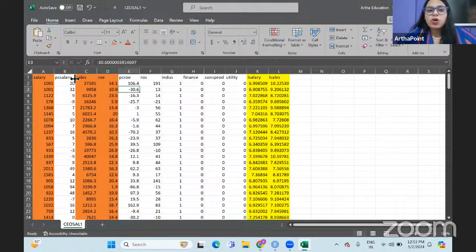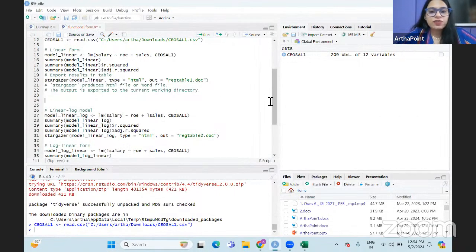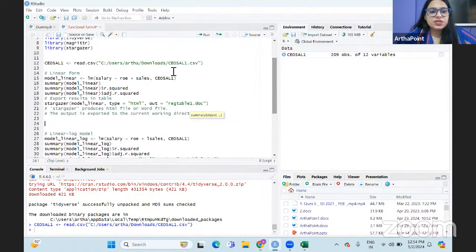So my first model, I am running salary as a dependent variable and I am taking two independent variables, beta, sale and rate of equity. तो देखो यहाँ पर जरा जाके, this is what I have gone ahead and I have done in this first model. I am saying make a model. इस मॉडल का हमने नाम दिया है. The name of the model is model underscore linear.